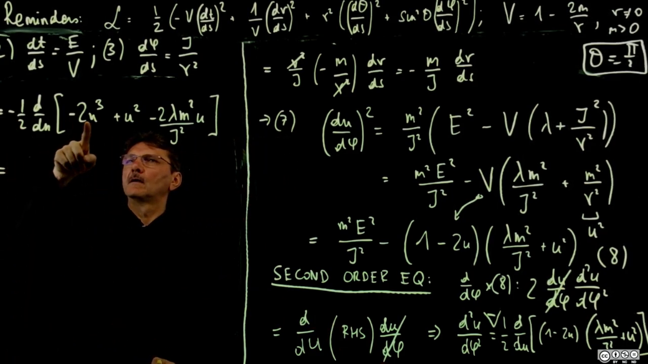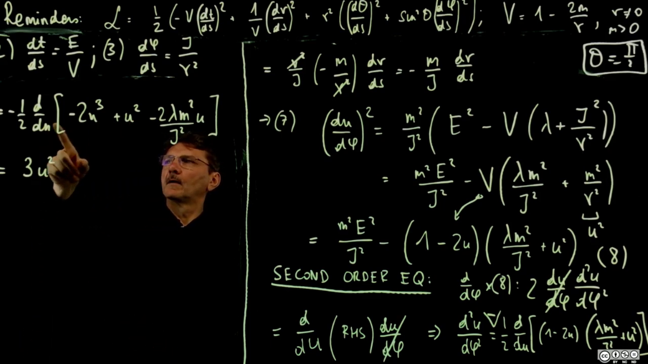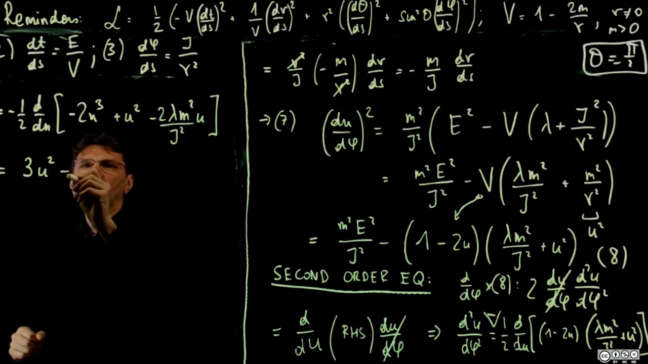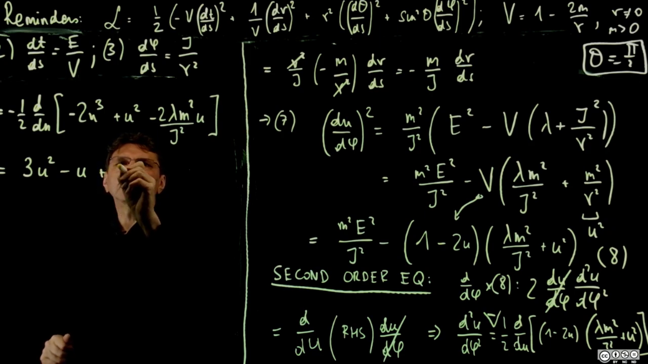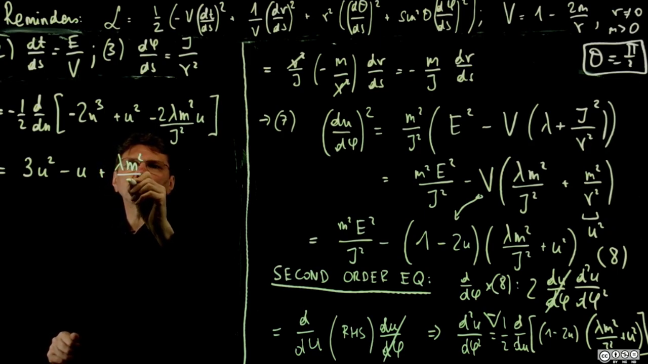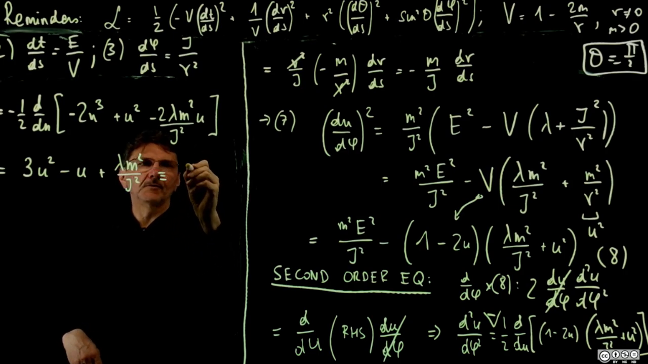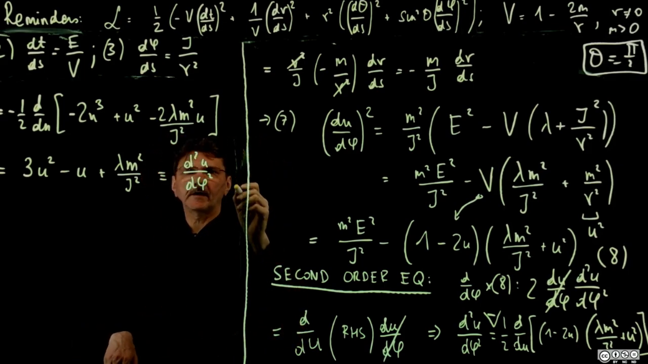So minus 2, that's a plus, 3u square. U square becomes 2u, so minus u. And this is a linear term, so minus minus is plus, the 2 cancels out. So we get plus lambda m square over j square. So this is d2u over d phi square. And this is going to be our equation 9.